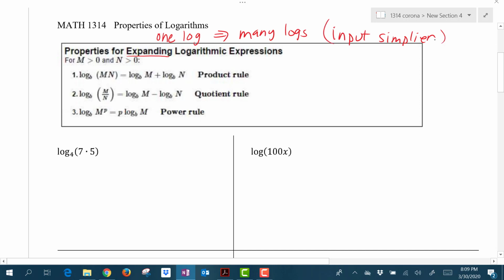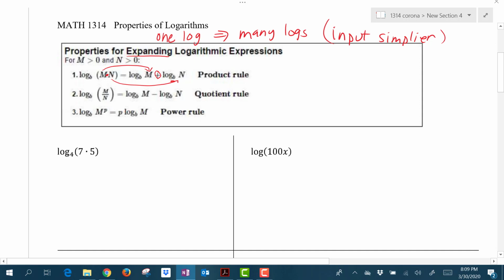Alright, so our first log property is called the product rule. The product rule says if you have 1 log, and inside of that 1 log you are multiplying between 2 quantities. Each of those quantities gets to be inside of its own log, so we get 2 separate logs, and we are adding in between those logs. So this is called the product rule.